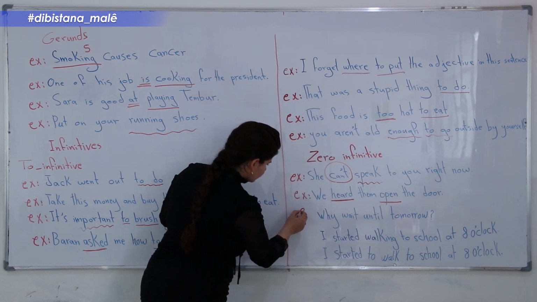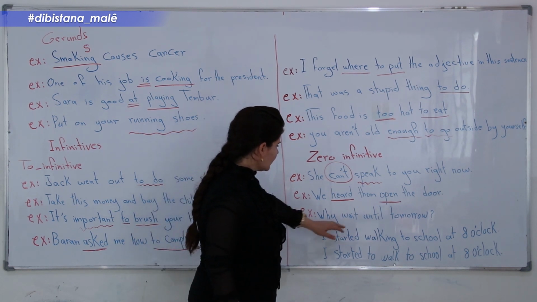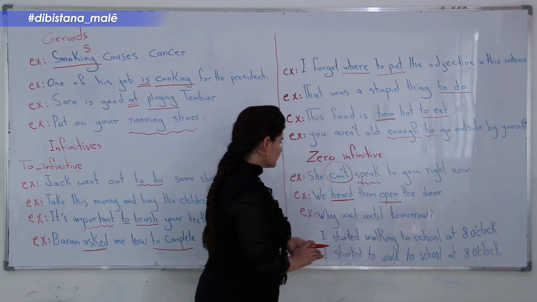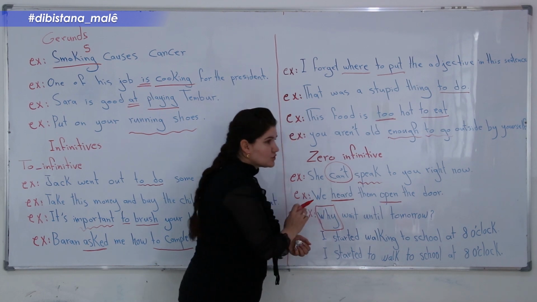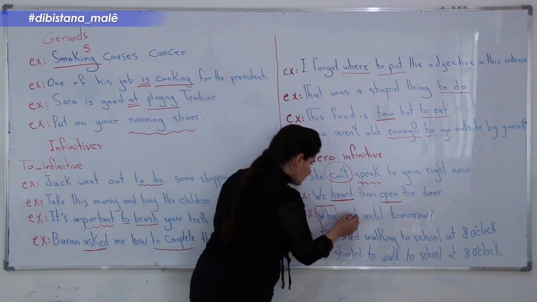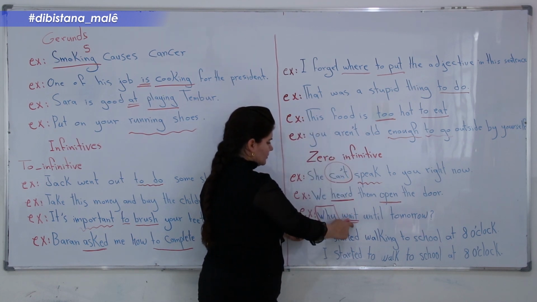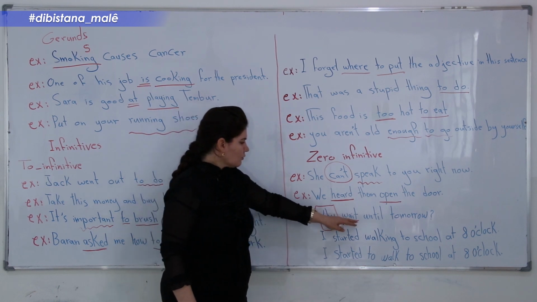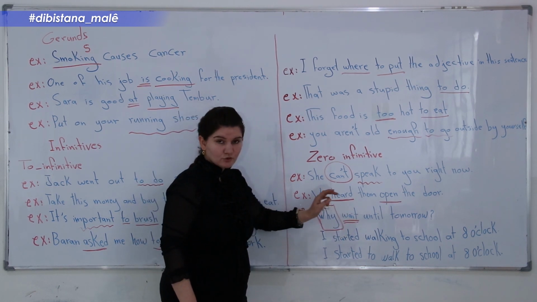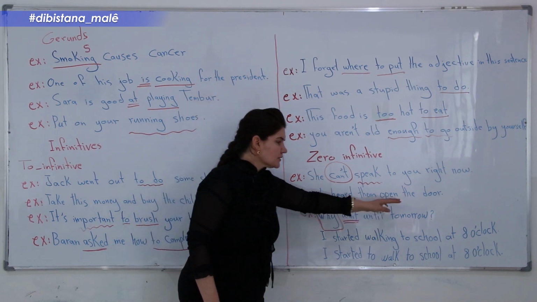Next example. Let's read the example: Why wait until tomorrow? We have again the question word why. When we have the question word why, after why we should use, again, zero infinitive, which is only the verb. Why wait? Not why waiting or why to wait. No, why wait until tomorrow?